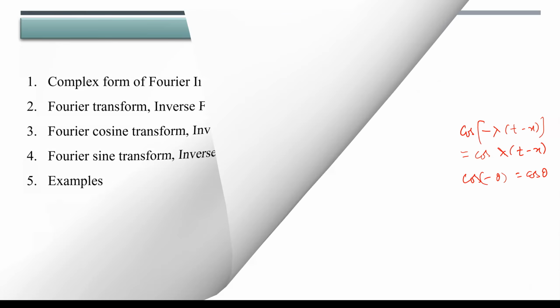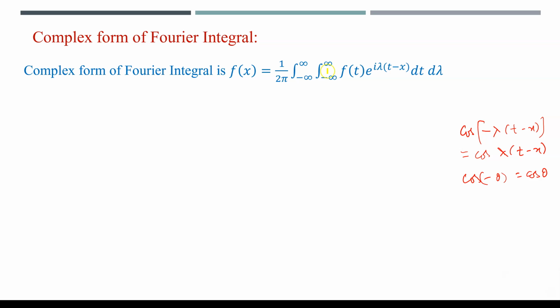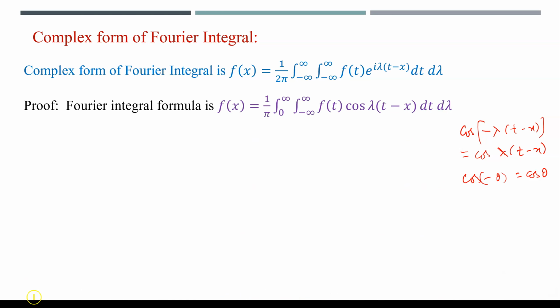So here the complex form of Fourier integral is f(x) equal to 1 by 2 pi, integral minus infinity to plus infinity, integral minus infinity to plus infinity, f of t, e power i lambda into (t minus x) dt d lambda. We prove this complex form using the Fourier integral formula.